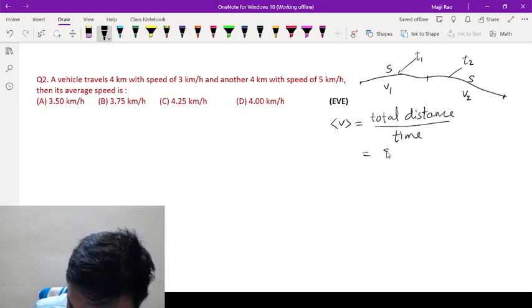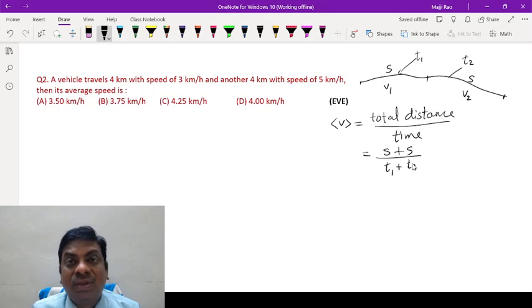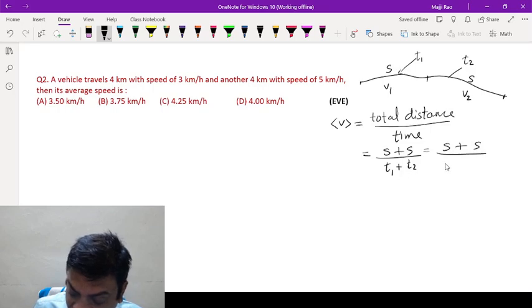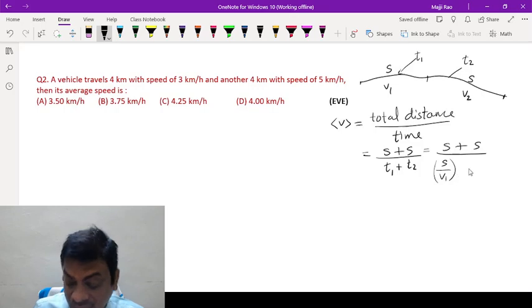So total distance is how much? S plus S. Remember, distance is a scalar quantity. So you can simply go on adding distances. Now, the first T1 will be S by V1. Distance by speed gives you time. Similarly, for the time taken for the second equal distance S will be S by V2.